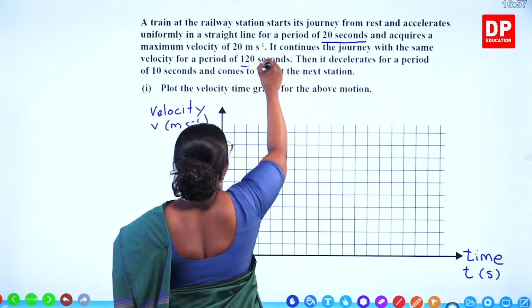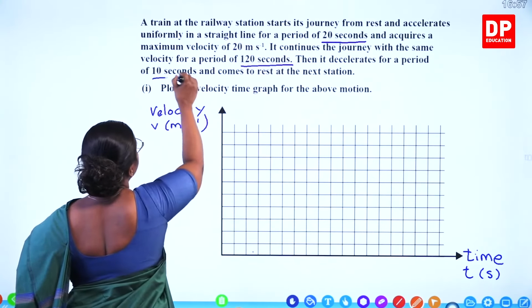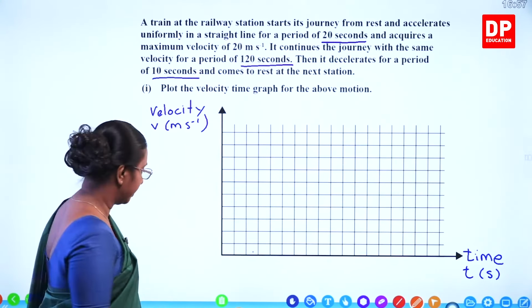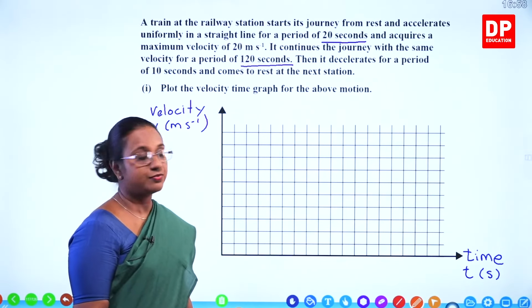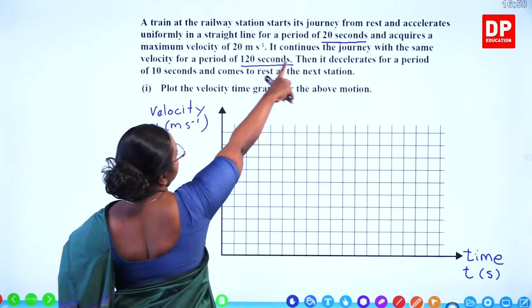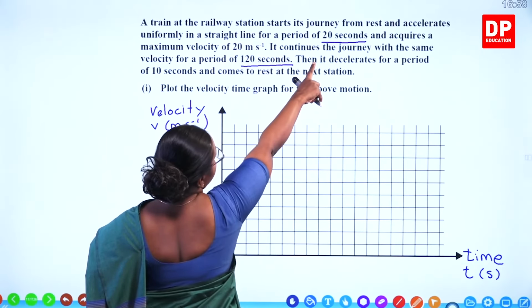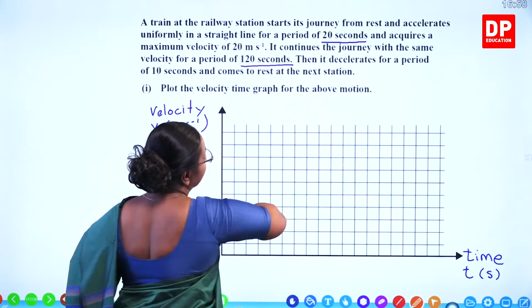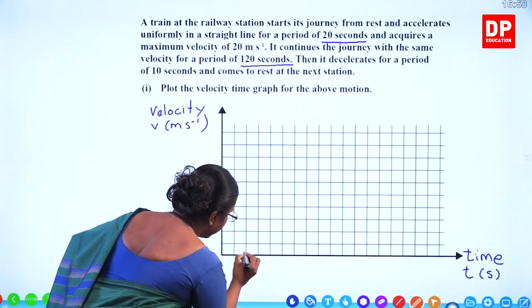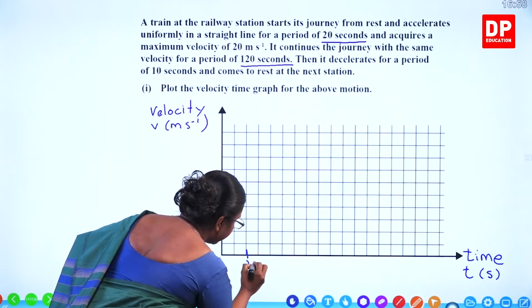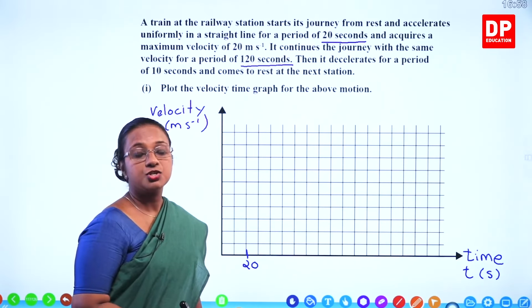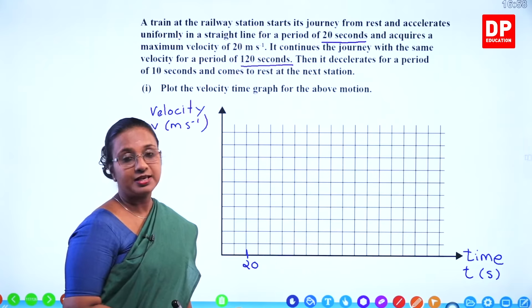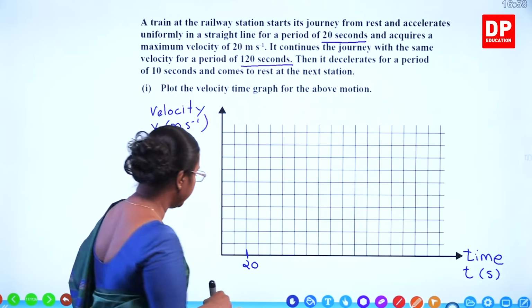Then another 120 seconds. And finally 10 seconds. We will mark the values on the x-axis first. So, the train moves for 20 seconds. So, 10, 20 seconds. Then it moves for 120 seconds. So, 20 plus 120 up to 140 seconds.